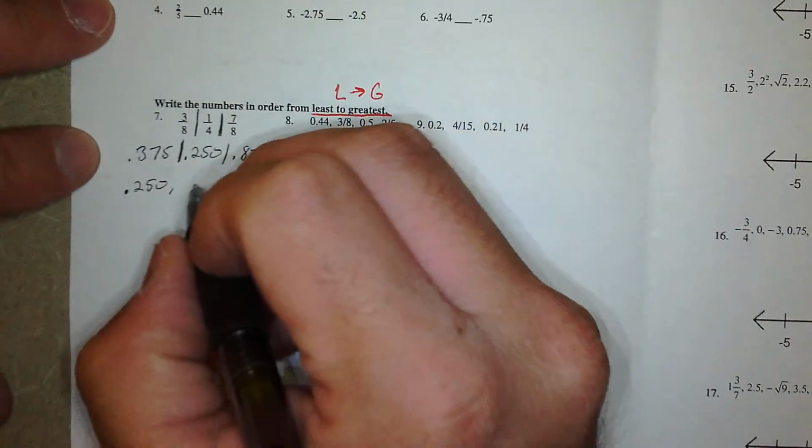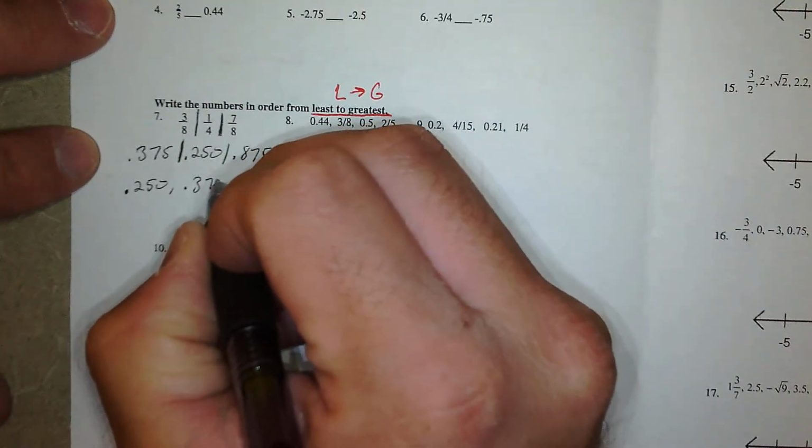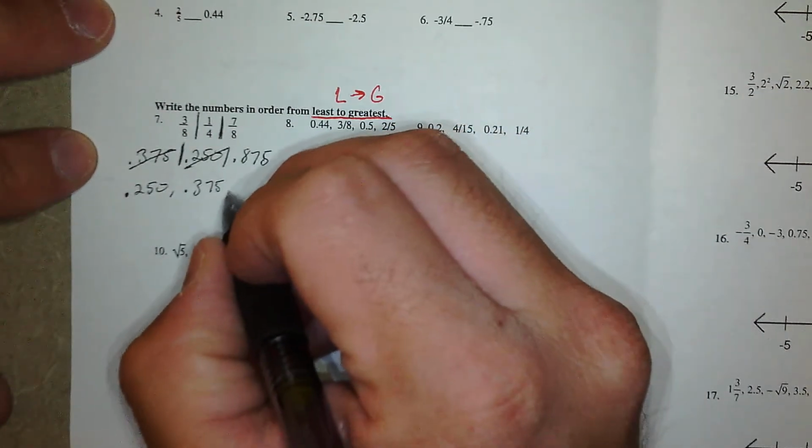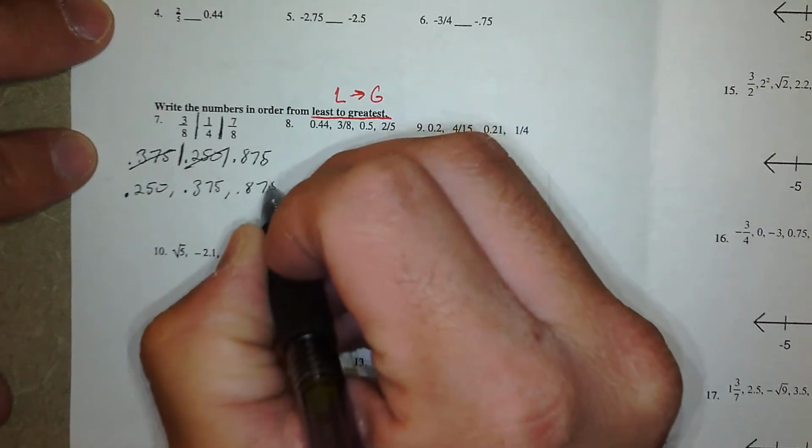Next up would be the 0.375. And once I've used them, I like to cross them out. That way I know that I already have used them. And then the last one is 0.875.